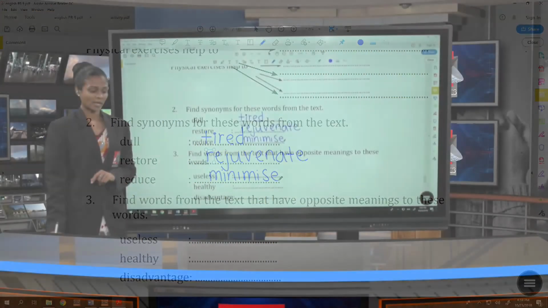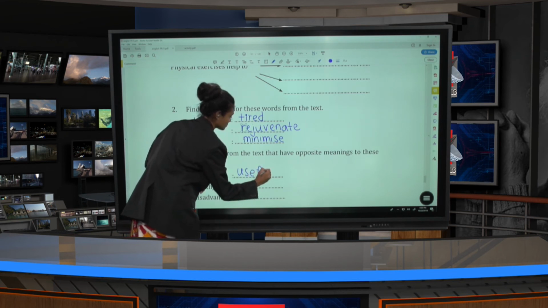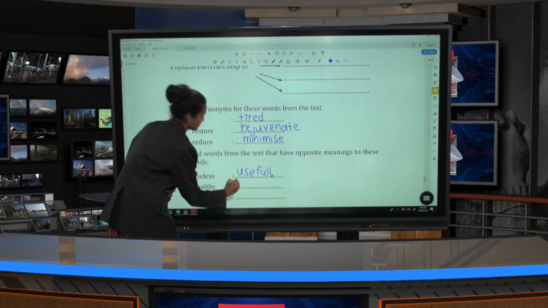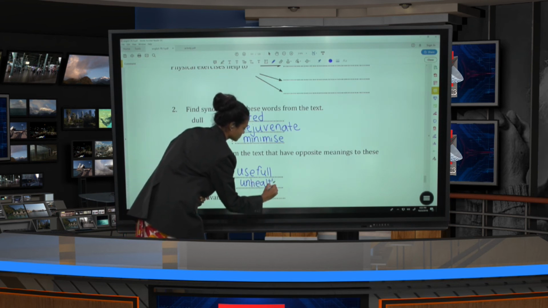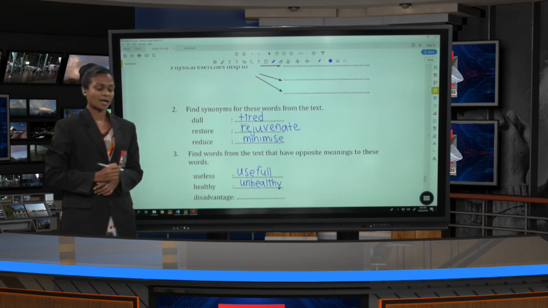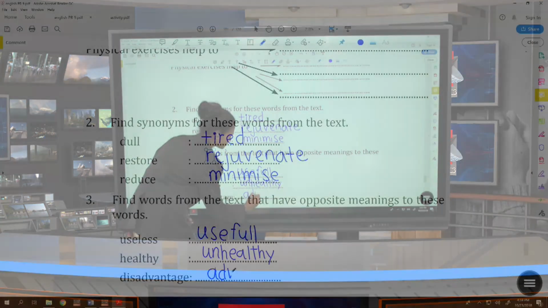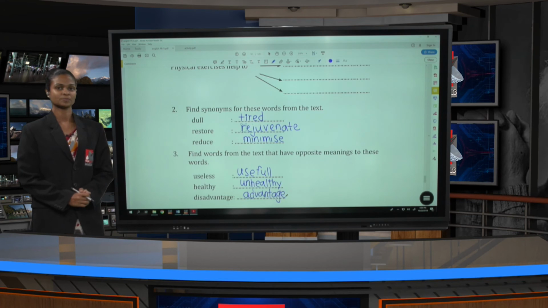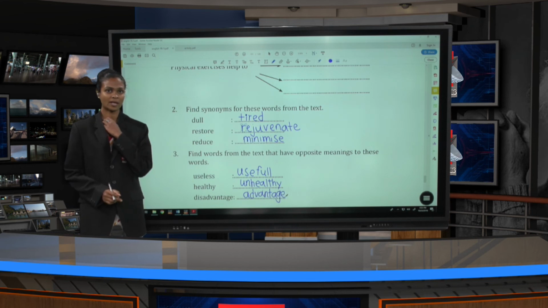For useless, you can use useful. For healthy, the opposite is unhealthy. And for disadvantage, you can use advantage. You may check your answers again for synonyms and antonyms.